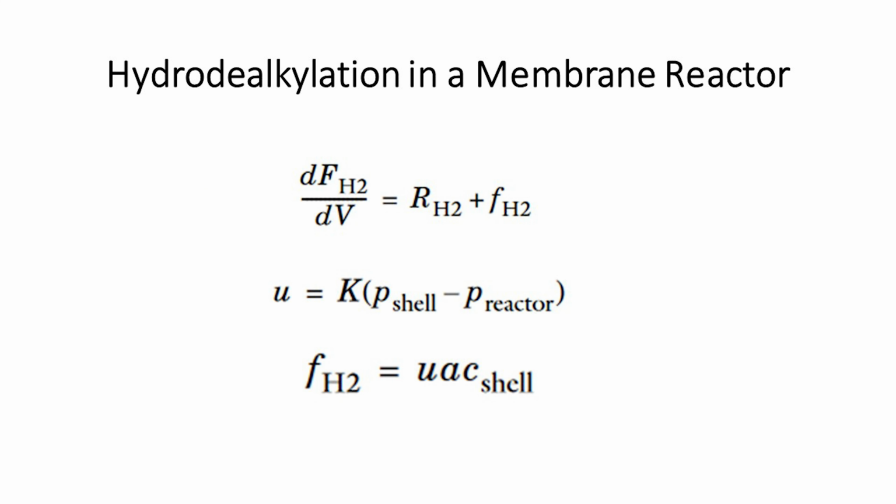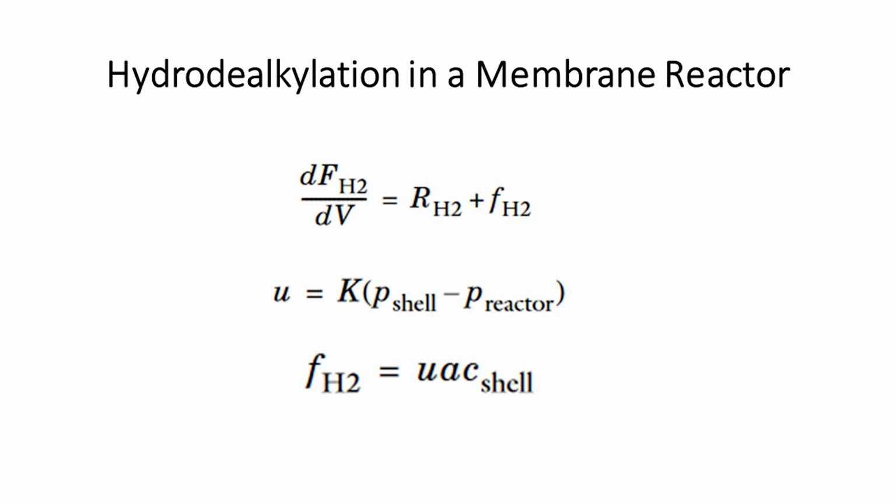The species mass balance for hydrogen in the membrane reactor is shown in this relationship, where F is the molar flow rate in the reactor, V is the reactor volume, R is the species rate expression, and F is the molar flow rate per unit volume, shown in SI units, which is mole per cubic meter second, across the membrane.